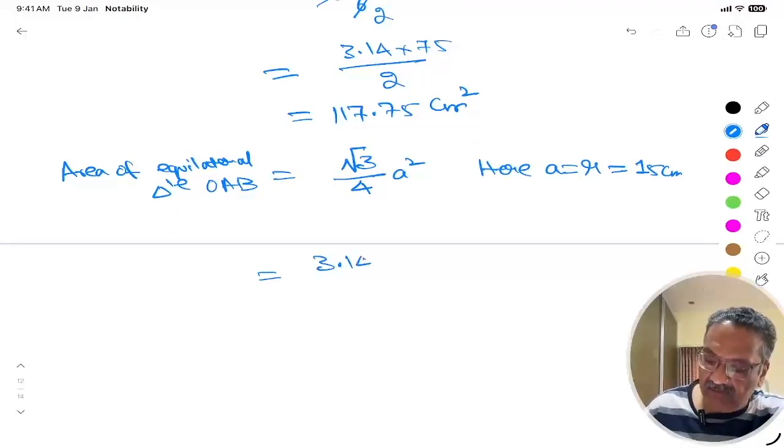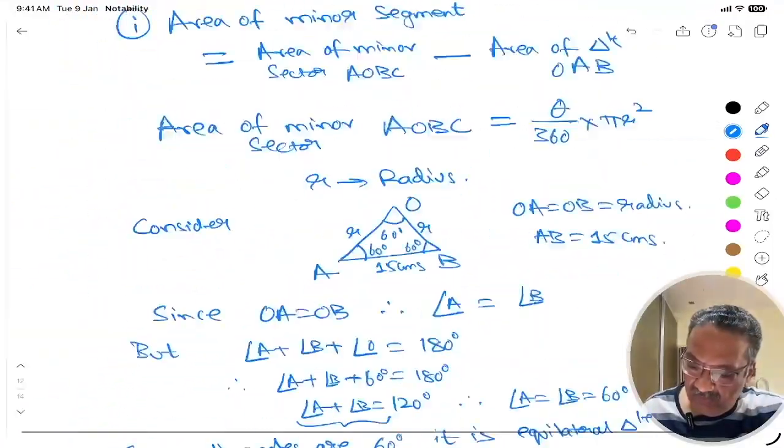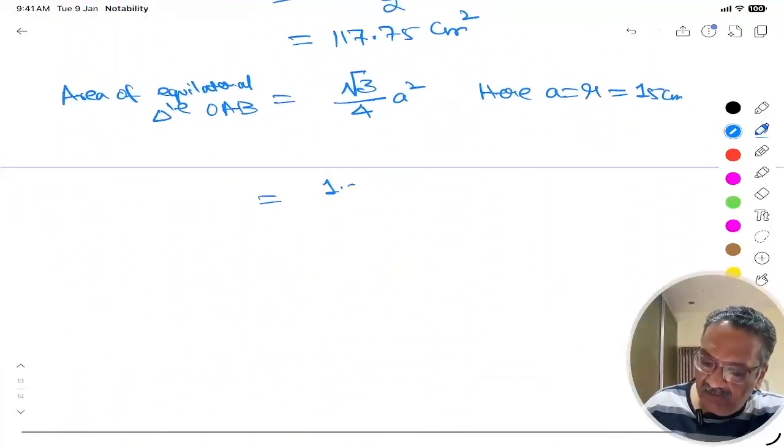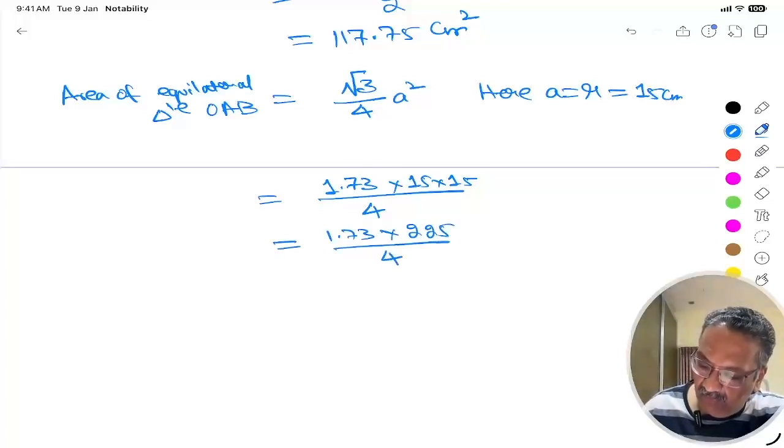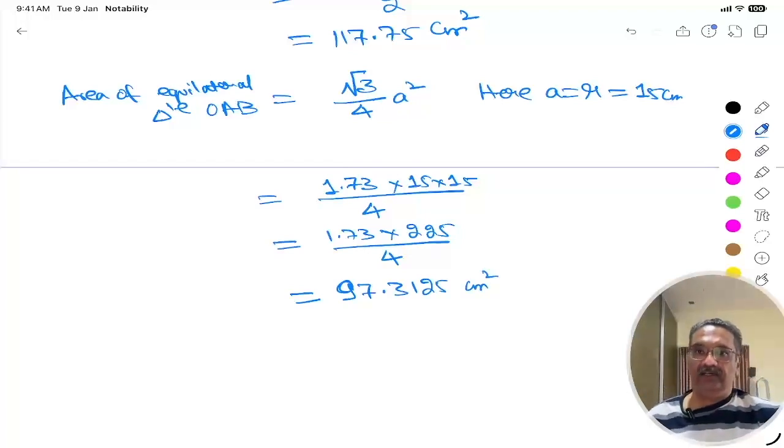They have asked us to take it as 1.73. So 1.73 by 4 into what is A? A is nothing but 15. 15 square, A square is 15 into 15, is equal to 1.73 into 225 by 4. This will come to be 97.3125. You can solve this on the side roughly.